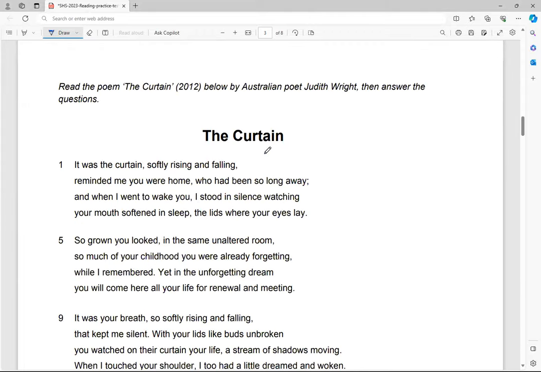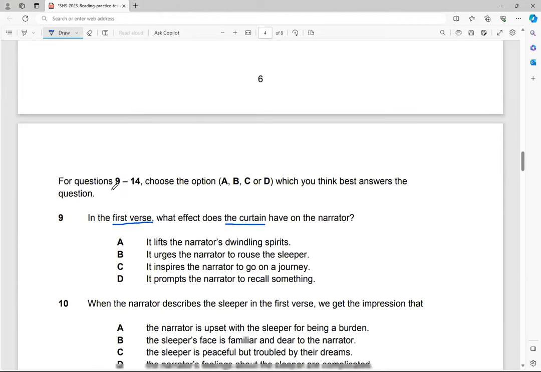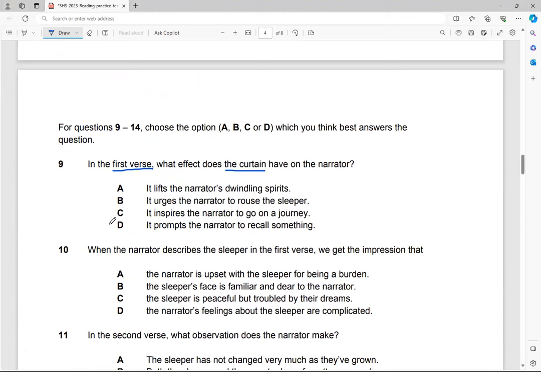So let's go to the first verse. And this is the first verse here. It was the curtain softly rising and falling, reminded me you were home. So, matching keywords, the curtain. And what does the curtain do? It was the curtain softly rising and falling, reminded me. So the curtain reminds the narrator, who is the subject, me, in the poem. And when we look at the list of potential answers, we see that this best matches D, because D talks about how the curtain prompts the narrator to recall or to be reminded of something.